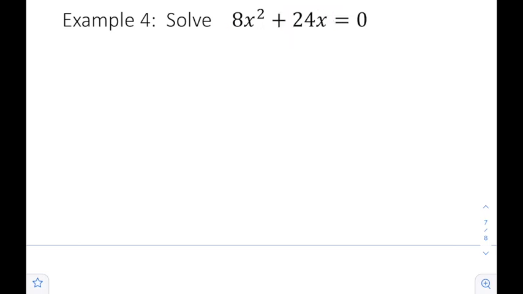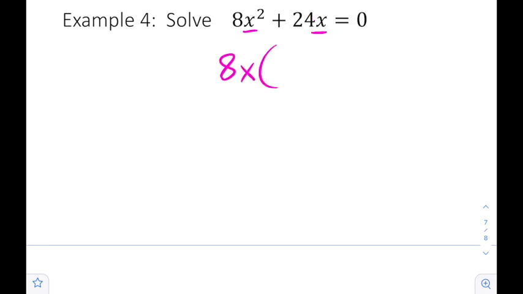So I start by figuring out what the GCF is, and I'll start with the numbers of 8 and 24. And since 8 goes into 24, that makes 8 the GCF. And now they both have at least one x. The smaller power here is x to the first. So 8x is the true GCF.